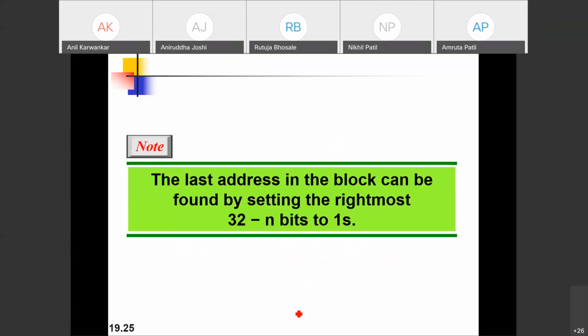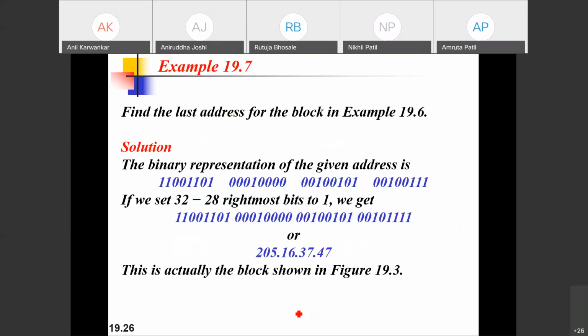The last address in the block can be found by setting the rightmost 32 minus n bits to ones. Instead of 0, set them all to ones, and that will give you the last address in the block. Here the last bits are 00100111, so change the last 4 bits to 1111. To make it very clear, it will be 205.16.37.47. That will be the last address of the block.